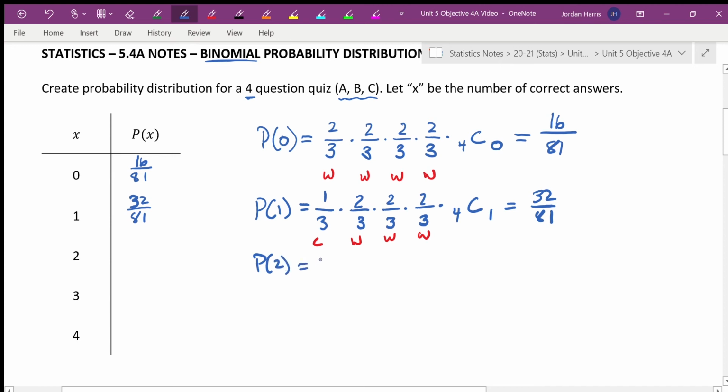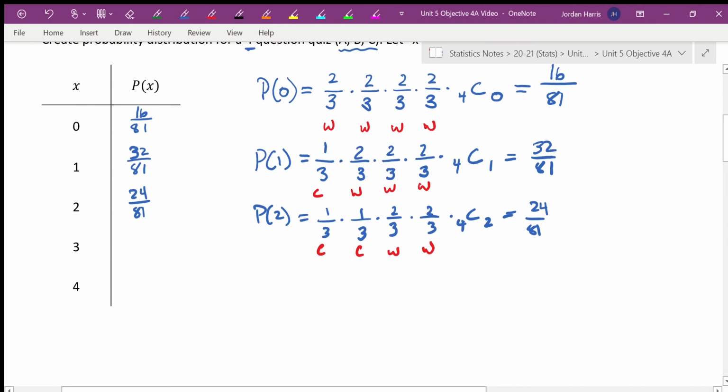Probability of 2 correct. You can see this is going to take a while, especially with larger problems. So we're not going to do a ton of these where we're finding every single piece. But this is going to relate to, or lead to, finding more than 1 at a time. Okay? So we get 24 out of 81. That's 2 correct. Then we have 3 correct.